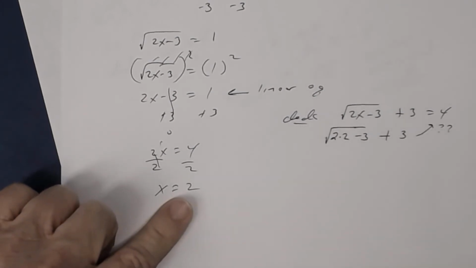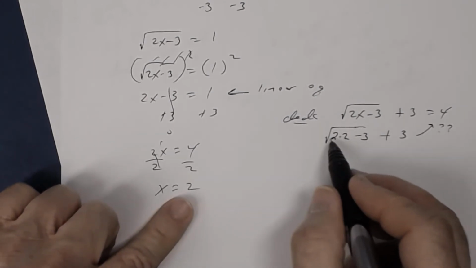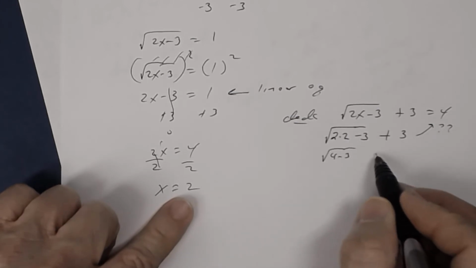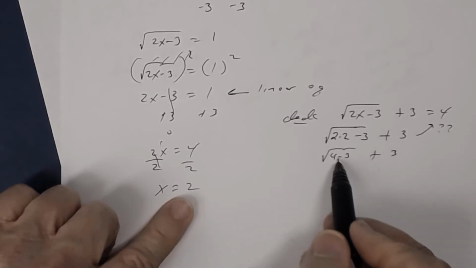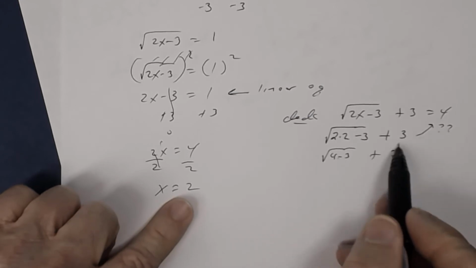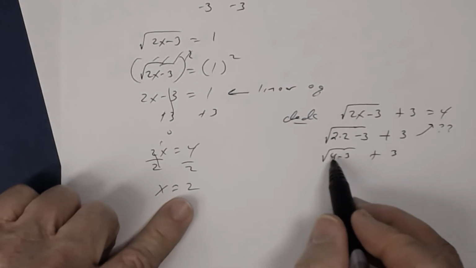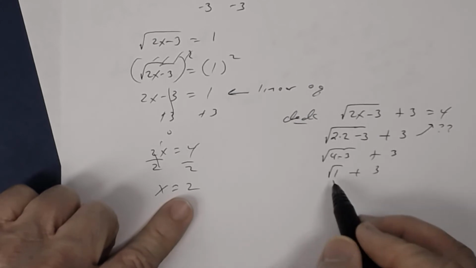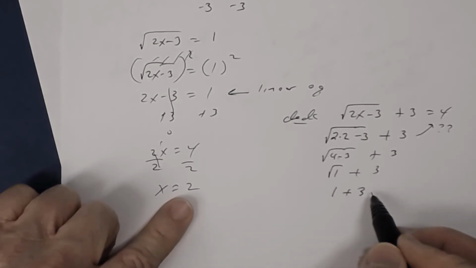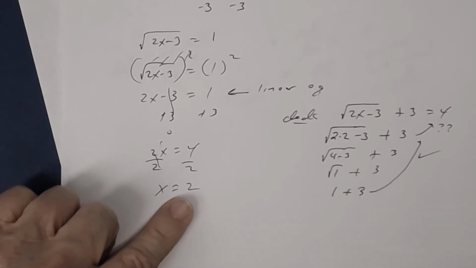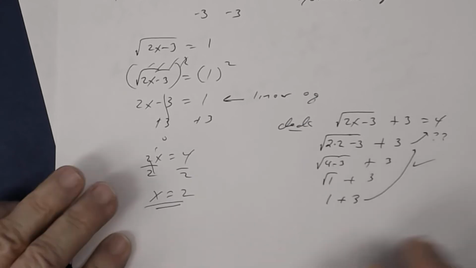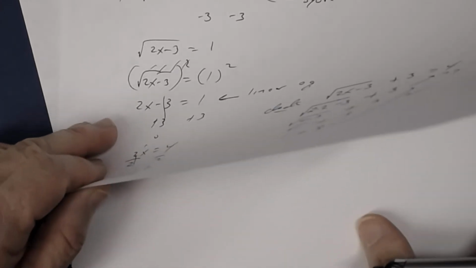That's the question. Well, what's 2 times 2? Okay, 4, right? So this right here becomes this, and don't forget you're adding 3. And what's 4 minus 3? Okay, 1. Okay, what's the square root of 1? 1, and is 1 plus 3 equal to 4? Yes, it is. So 2 is your solution. Okay? All right, what if you had this?